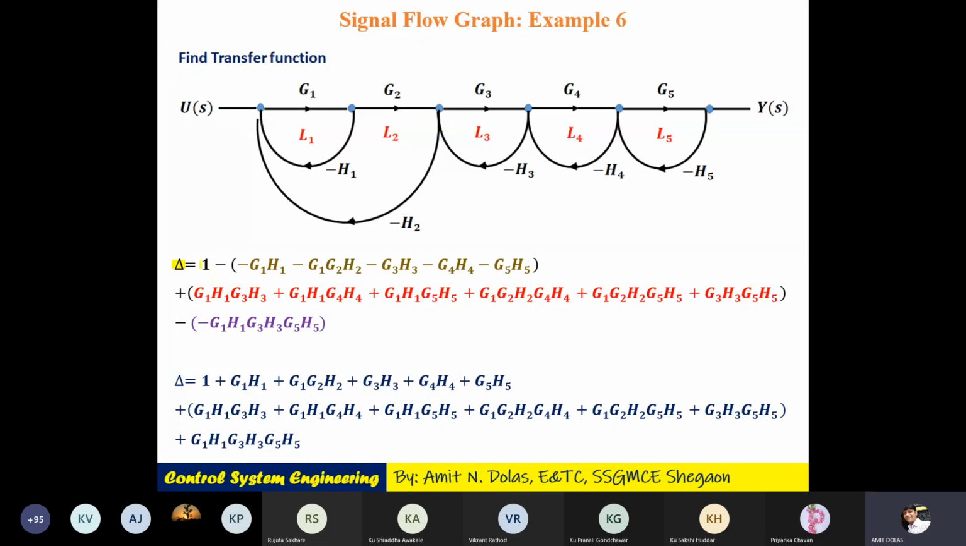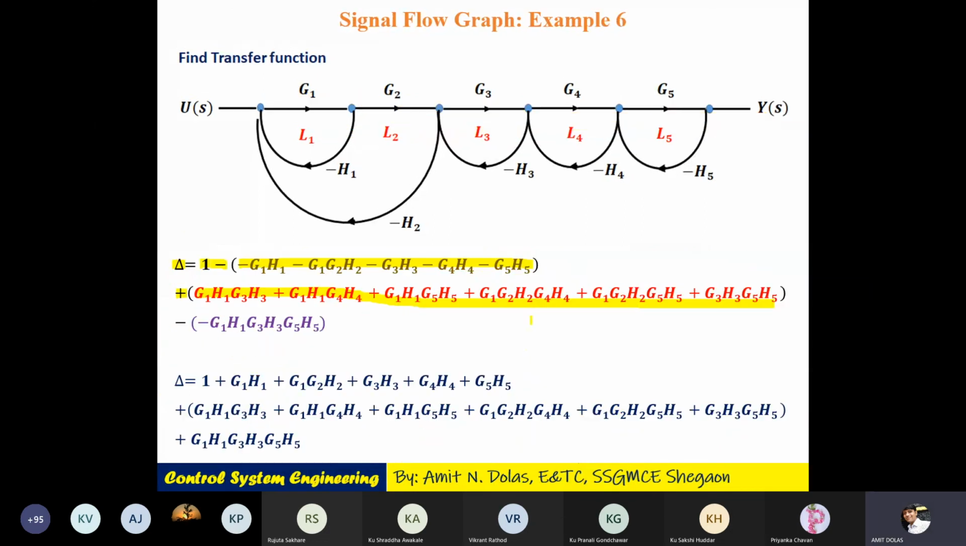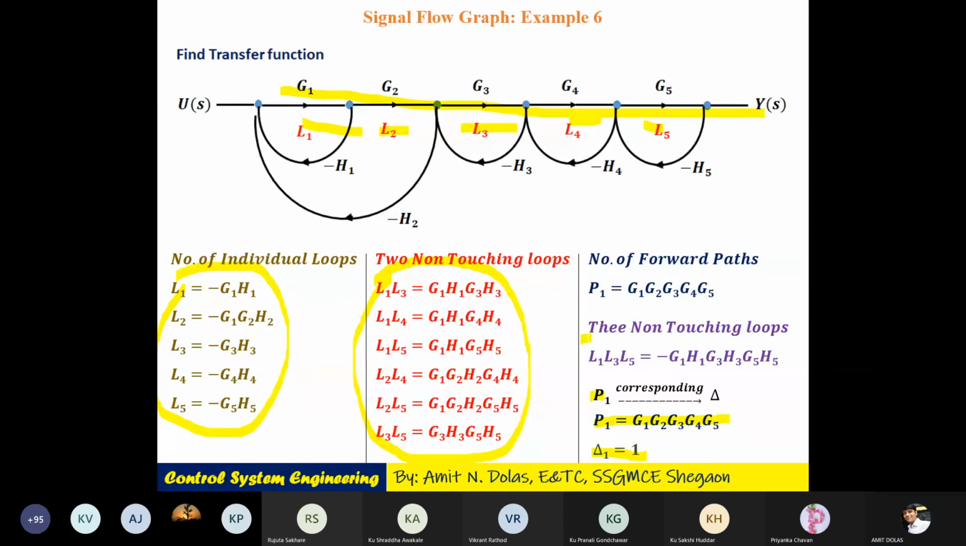So delta is what? Delta is 1 minus sum of all individual loops, plus sum of product of two non-touching loops. Let me show this here in the earlier PPT. We took the sum of this with 1 minus, then plus the sum of all two non-touching loops, and then again minus the sum of product of three non-touching loops, of which we have only one, this one, with a minus sign of course.